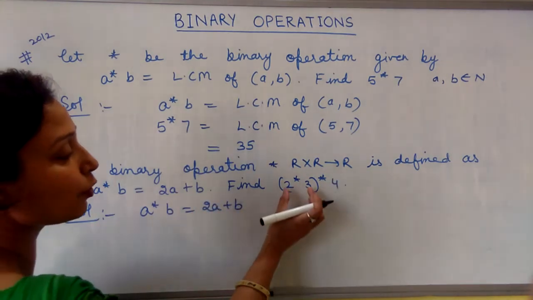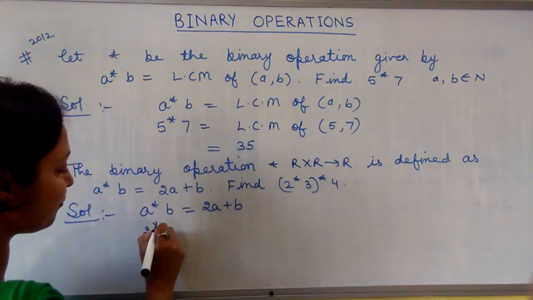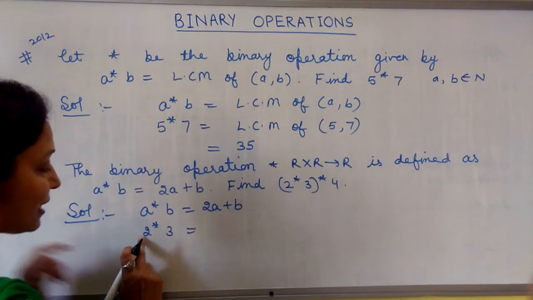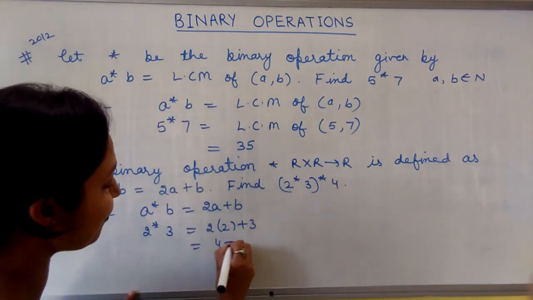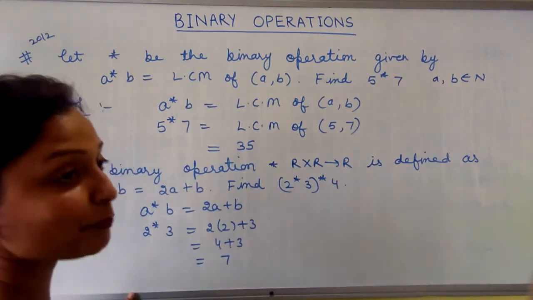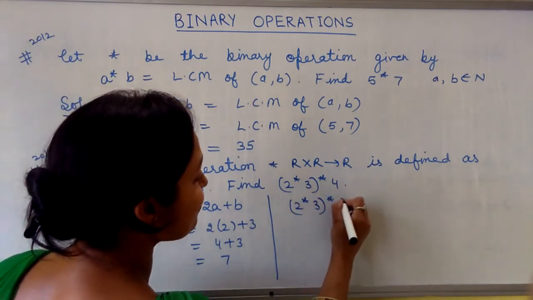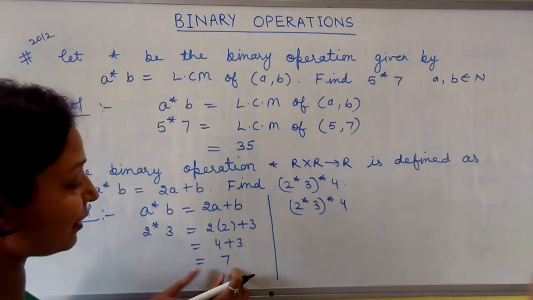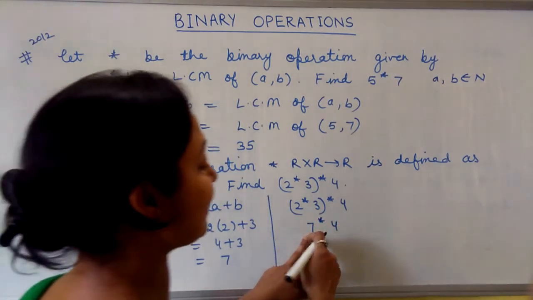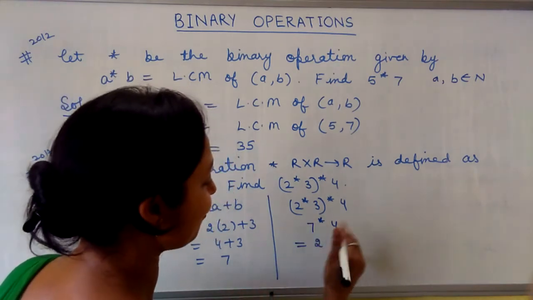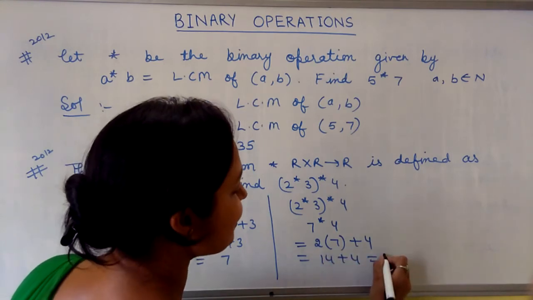First of all, find the value of 2 star 3. I will put the values of a and b as 2 and 3. 2 into 2 plus 3, that is 2 twos are 4 plus 3, which is equal to 7. Now I will use the solution of 2 star 3, which equals 7, and put it in: 7 star 4. Now 7 and 4 behave like a and b in this operation. 2 into 7 plus 4, that is 14 plus 4, which is equal to 18.